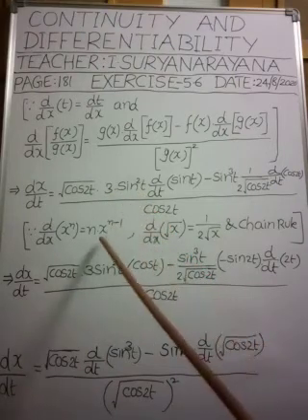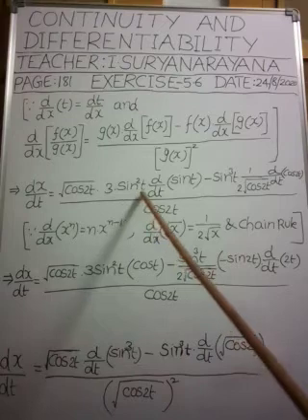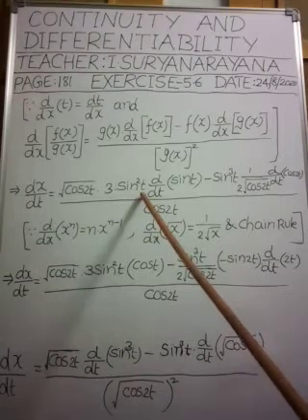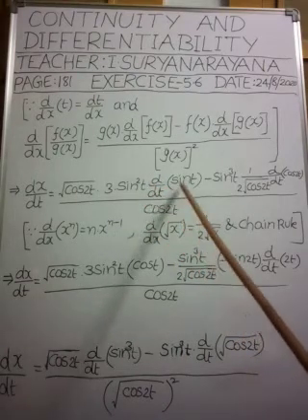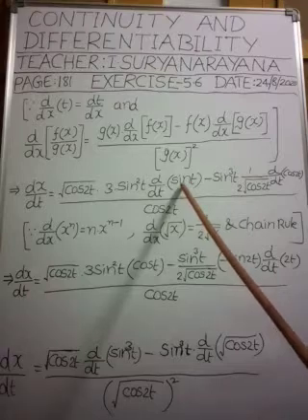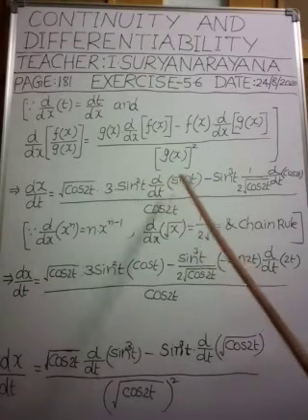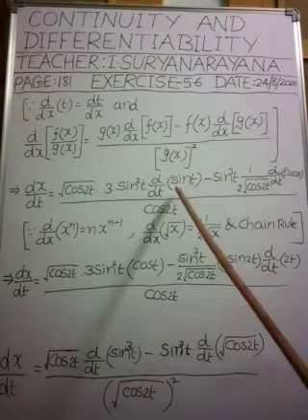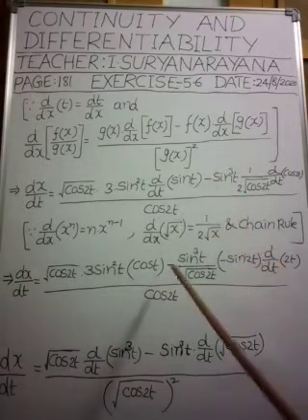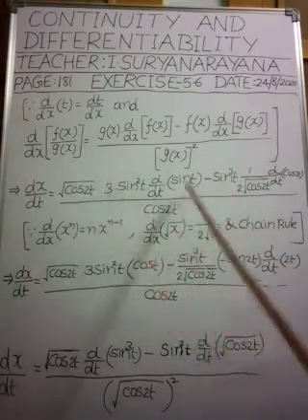By using this formula, we wrote this part. d by dt of sin t, we use here chain rule. Understood this first term in the numerator, my children?